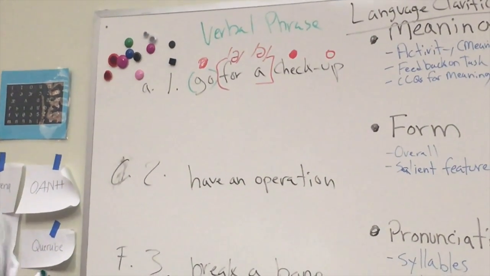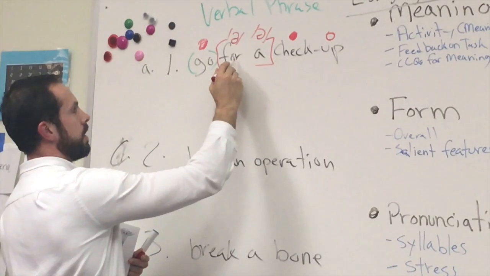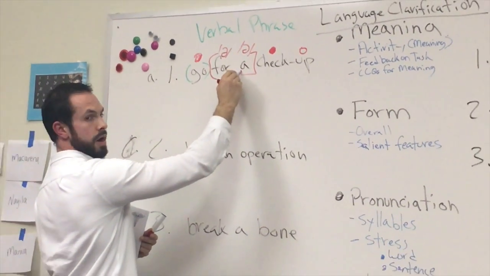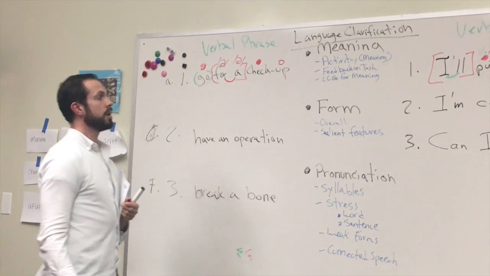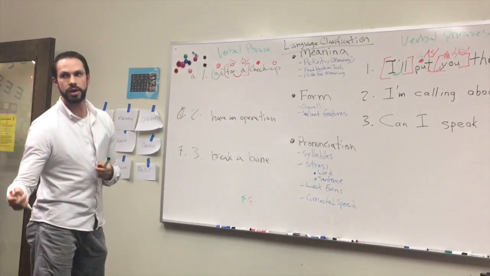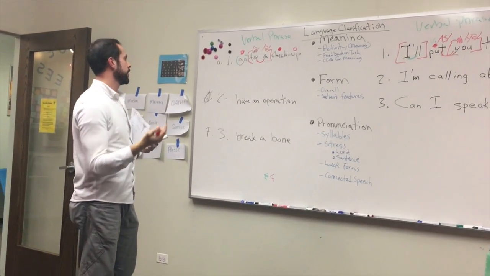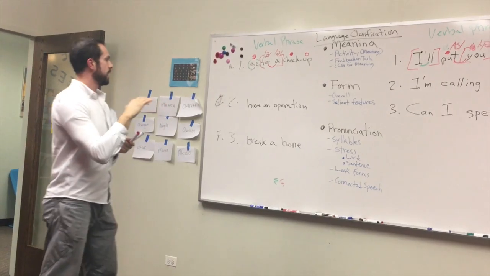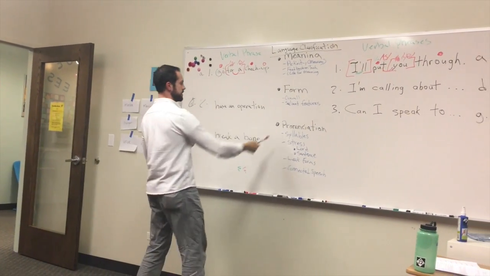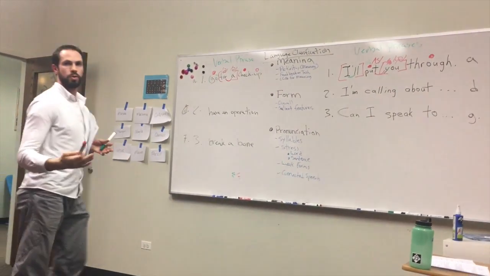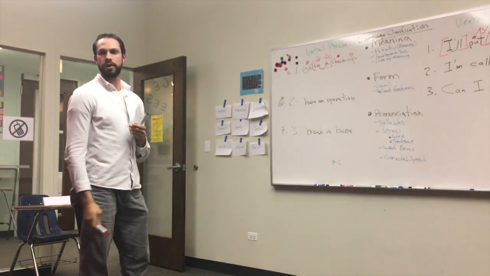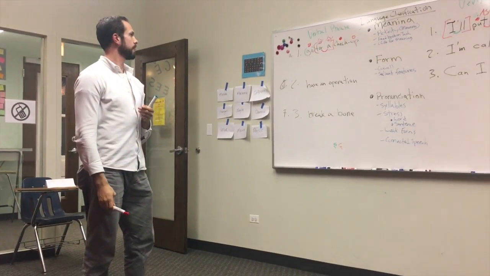Go for a checkup. What happens with the R? R and the A. Do these combine? Yes. So say with me. Go for a checkup. Go for a checkup. Good. So that's basically how we do it. So that's kind of the order of how to go about it. Any questions?